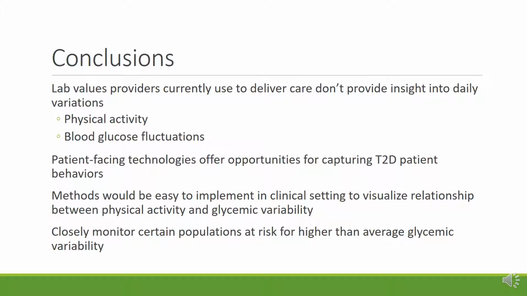The lab values that providers currently use to deliver care don't provide insight into daily variations. However, patient-facing technologies such as glucose monitors and activity trackers offer opportunities for capturing patient behaviors and communicating those behaviors to providers. The methods used in this project would be easy to implement in a clinical setting to visualize the relationship between physical activity and glycemic variability. Prediction models allow clinicians to more closely monitor certain populations at risk for higher than average glycemic variability.